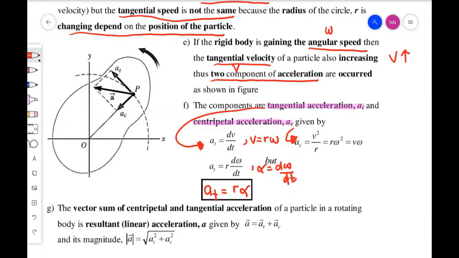Dan kita boleh dapat lagi formula yang lain dengan delete v dan omega. Ada lagi satu iaitu r omega squared dan v omega. Tiga lah sebenarnya. Okay, a_c equals v squared over r atau a_c equals r omega squared atau a_c equals v omega. So keadaan soalan nanti boleh pilihlah mana-mana satu pun boleh, depend kepada apa yang diberi dalam soalan.